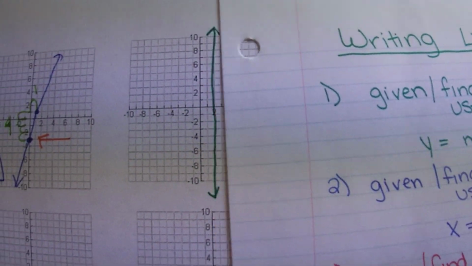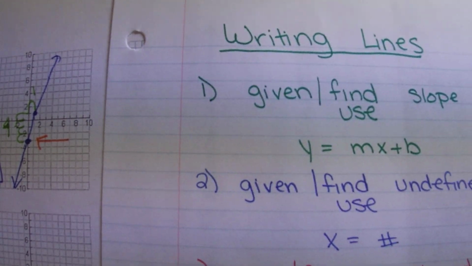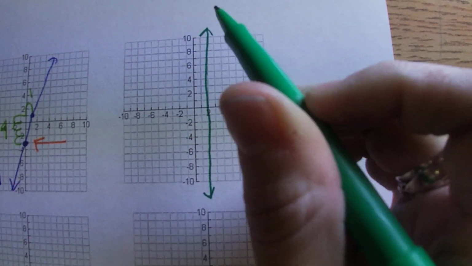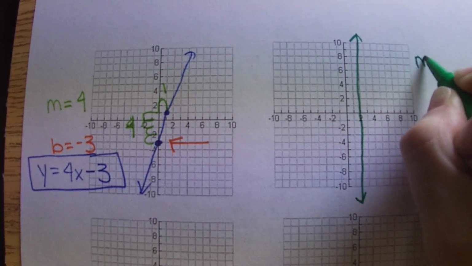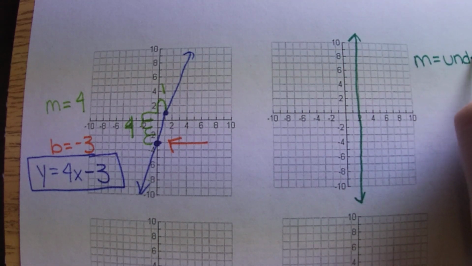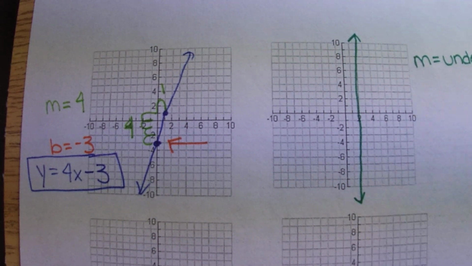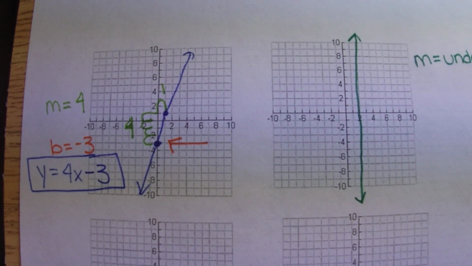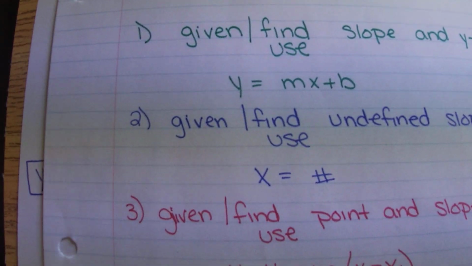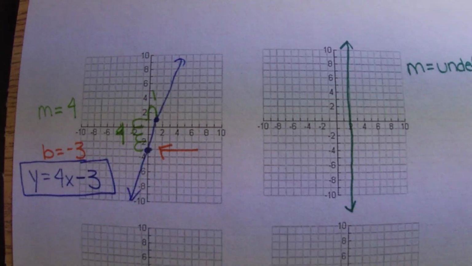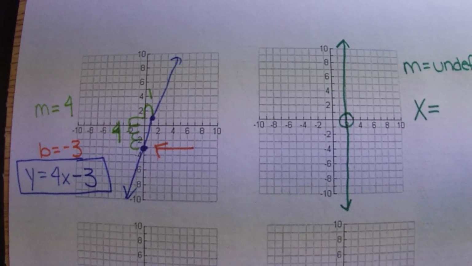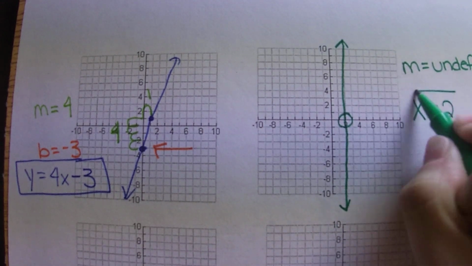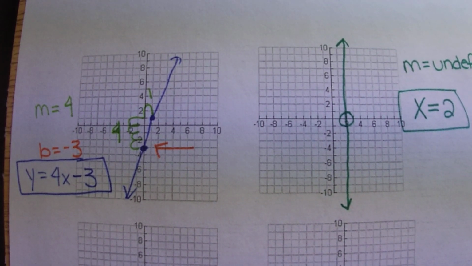Finding slope on this one, we need to make sure we're really confident on slope of vertical lines. The key here is that we need to remember vertical lines have a slope that is undefined. And as soon as we get to a slope that is undefined, that means that we want to write down x equals. And what does x equal in this situation? Well, x goes through 2 on our x-axis. So our equation would be x equals 2.